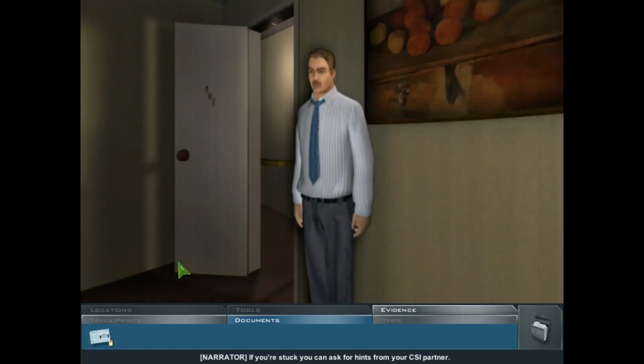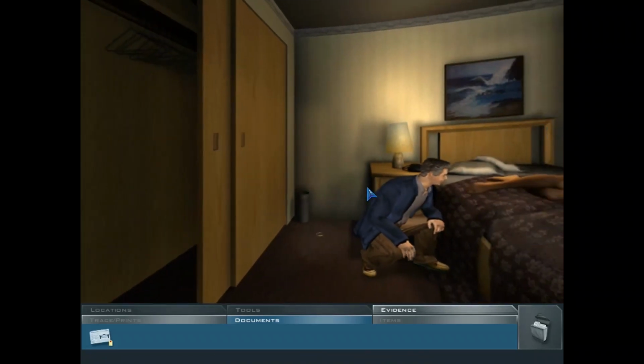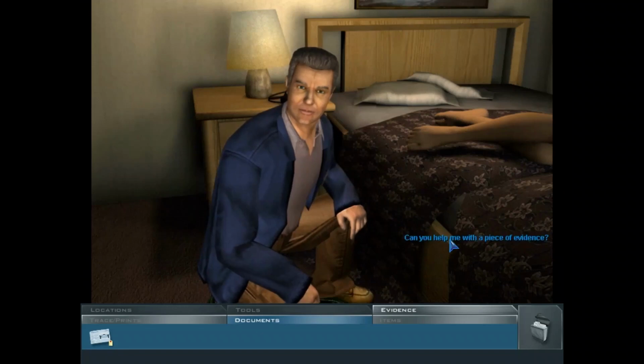If you're stuck, you can ask for hints from your CSI partner. Find Grissom in the view above and click your pointer over him. What do you want me to look at? Getting help with evidence will update the evidence description with a hint about it. From the Evidence tab, click and drag any piece of evidence over Grissom.